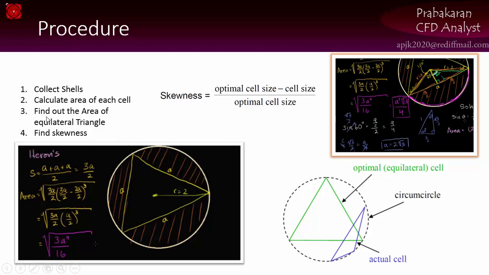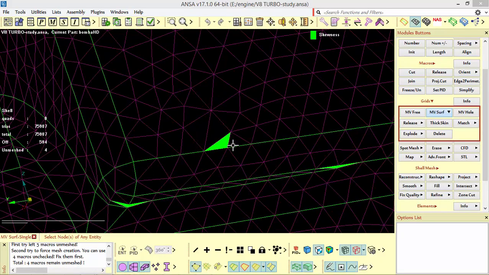Okay, so to find out the area of the triangle, we have Heron's formula. In this, a is the length of the equilateral triangle's side, and that a can be obtained from the radius multiplied by the square root of 3. You can see these derivations if you wish, otherwise just take the results, and we need to use these equations in order to find out the skewness. So first, back to here.